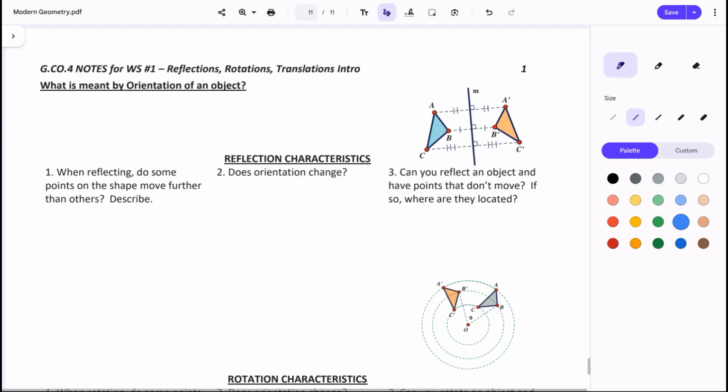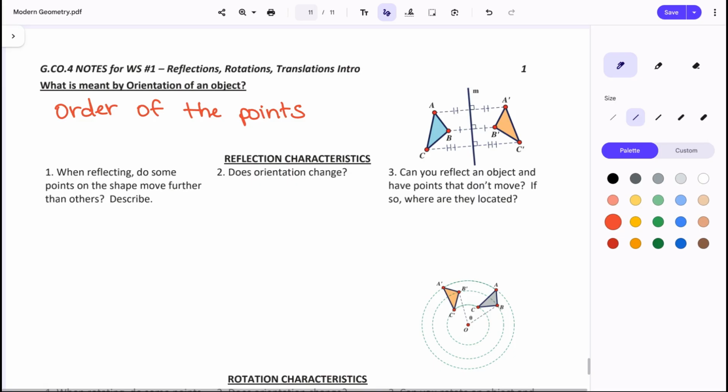And they're just things that we want you to be aware of so that when you're looking at something, you can make more sense of the picture that you see. So the first thing I want to go over is something called orientation, because some of these questions are going to ask about orientation on a shape. And what orientation means is that it is the order of the points. Order of the points means how they go around the shape.